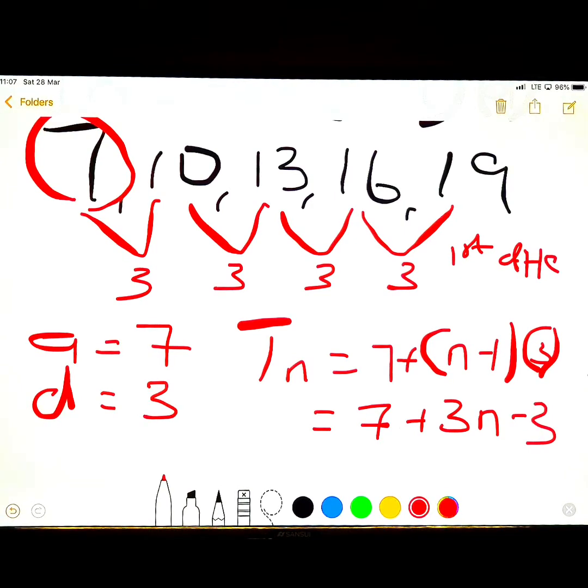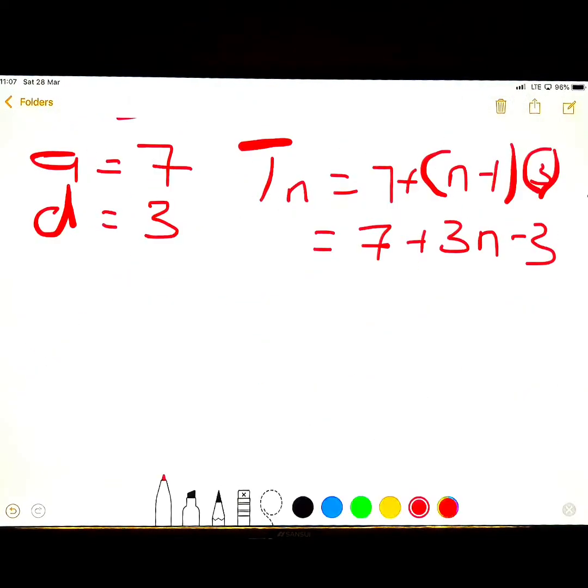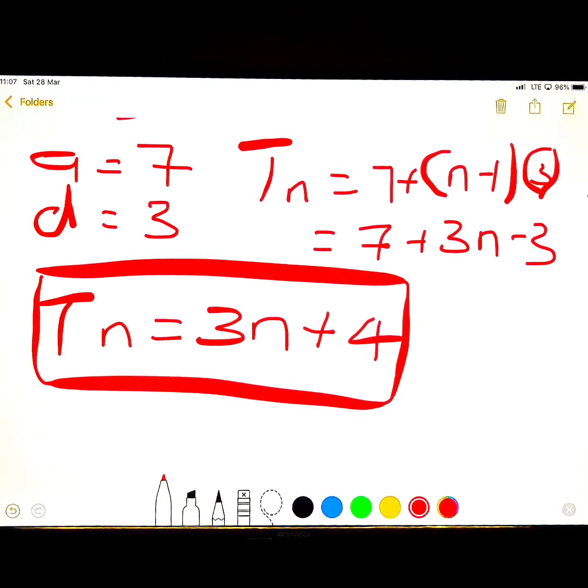So what I'm going to do is just shuffle this around to make it in a proper form. So it's going to be Tn = 3n, and then 7 minus 3, which is going to be plus 4. So Tn = 3n + 4. This is our general term.